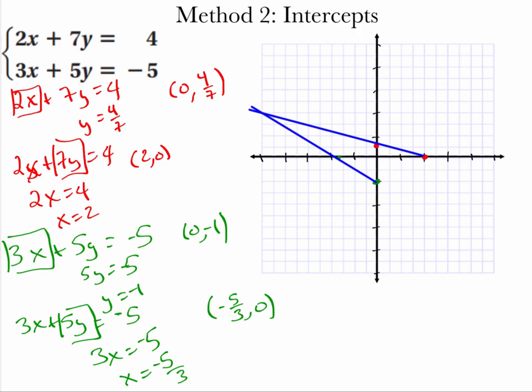Now, the one thing I do promise you is our answers will be nice numbers. So what is that point right there? It's negative 5, 2. So my solution is (negative 5, 2).